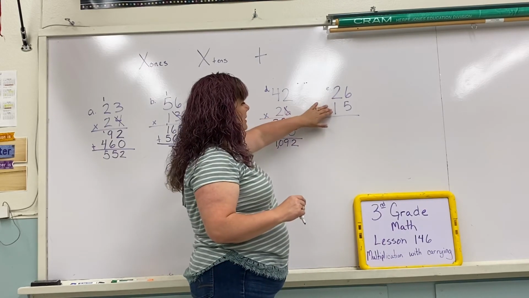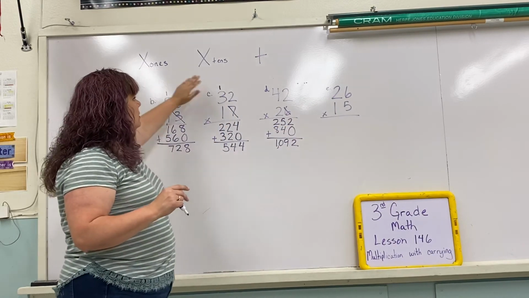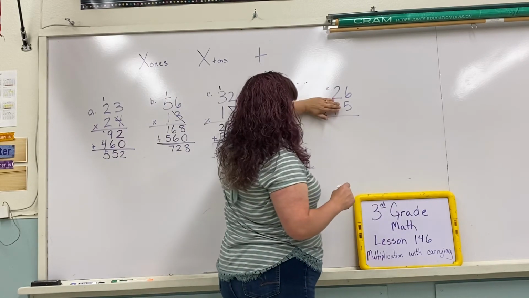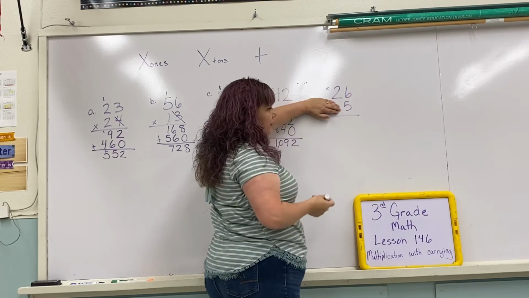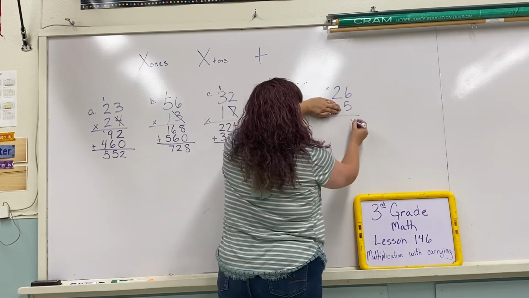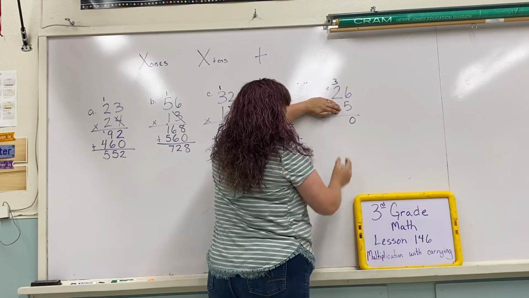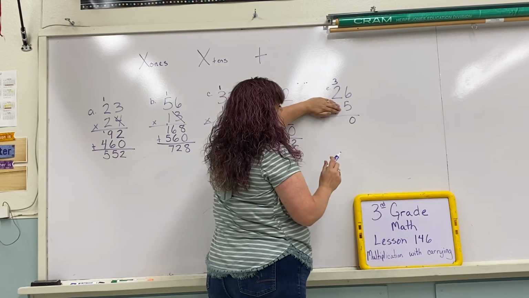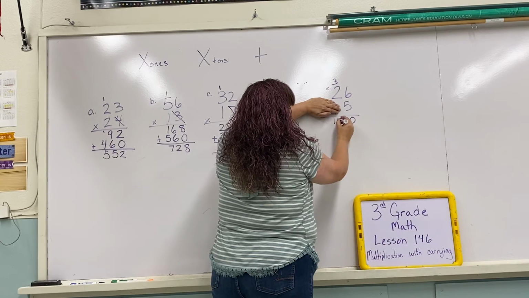Okay, we've got 26 times 15. Remember our steps. Multiplying the ones, multiplying the tens, then adding them together, okay? So we're going to cover up the tens like it doesn't exist. 6 times 5. 6 times 5 would be 30. Okay? Then we have 2 times 5. Super easy one. 10 plus 3 up here. 10 plus 3 is 13.